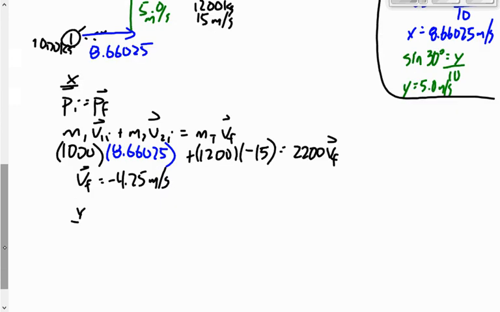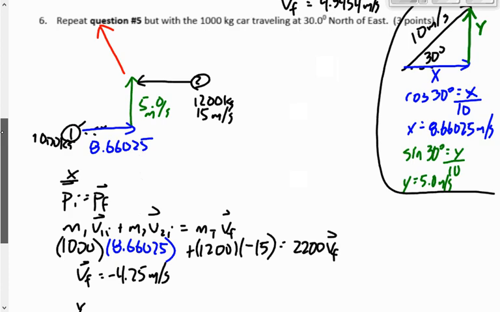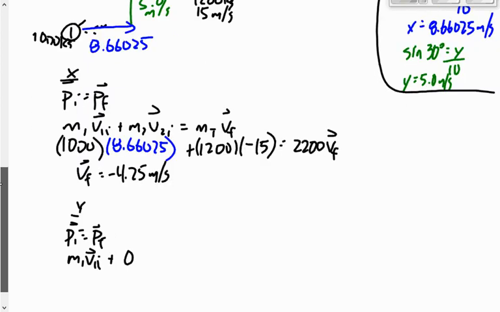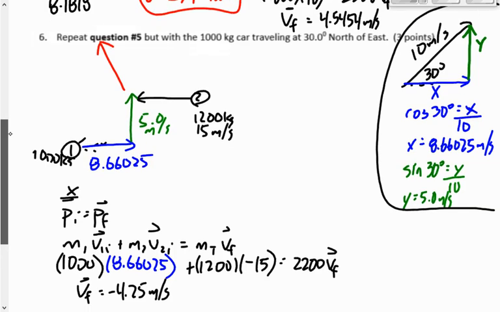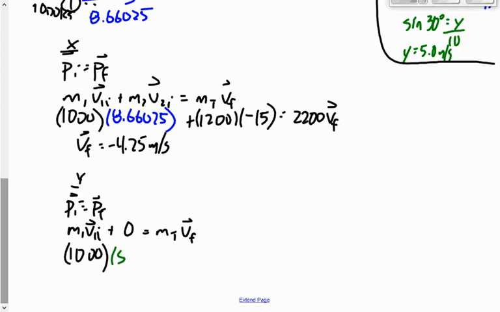The y component, we do almost the same thing. Pi equals Pf. M1 V1i plus, I'm actually going to put a 0 in here because object number 2 is not on the y-axis. It has no y component to it. Equals mt times Vf. This one's easier because there's only 2 terms total. 1,000 times the y component of that initial velocity. Remember, it's not 10 because that 10 is dead to me. 5.0 meters per second equals 2,200 times Vf. Vf is equal to, I think it was 2.25. Yep.